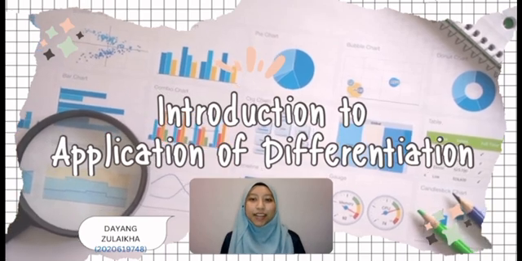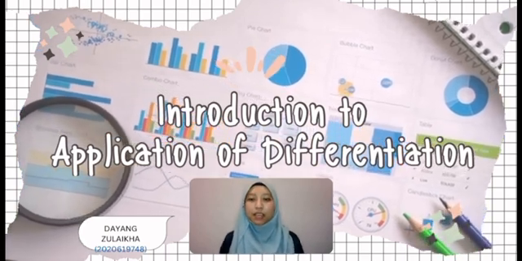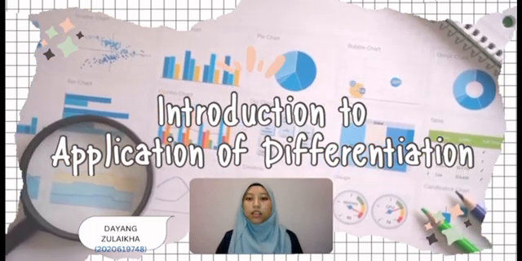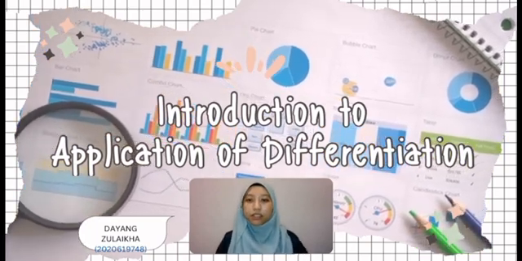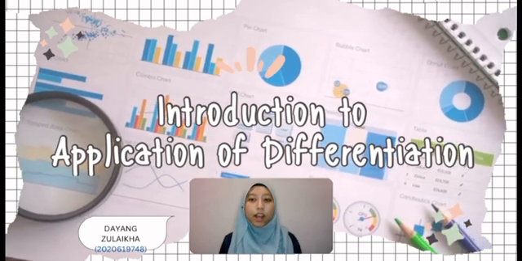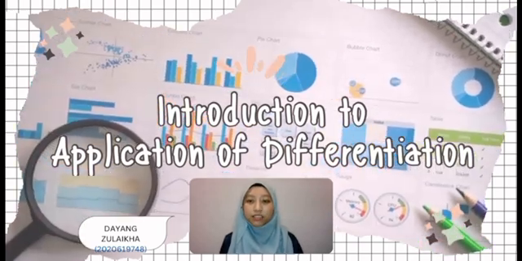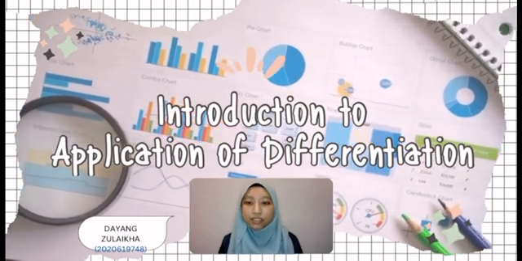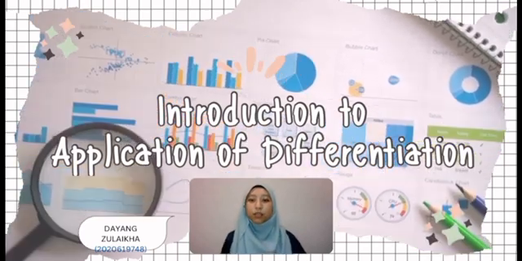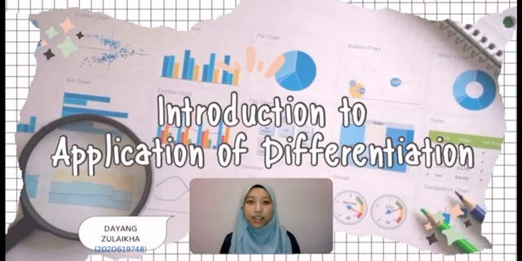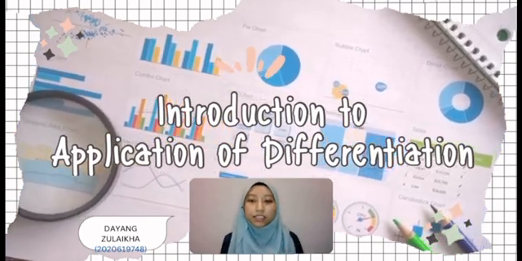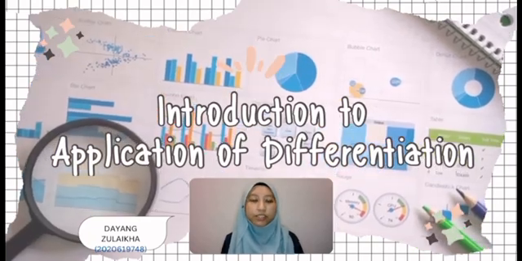Hello, my name is Dayang Zulaika. I'll be giving a little introduction to the application of differentiation. Differentiation is a fundamental concept in calculus. It has a wide range of real-life applications in different fields. It is particularly useful in analyzing and optimizing various processes, providing valuable insights and solutions. Let's explore some key applications of differentiation in real-life scenarios.